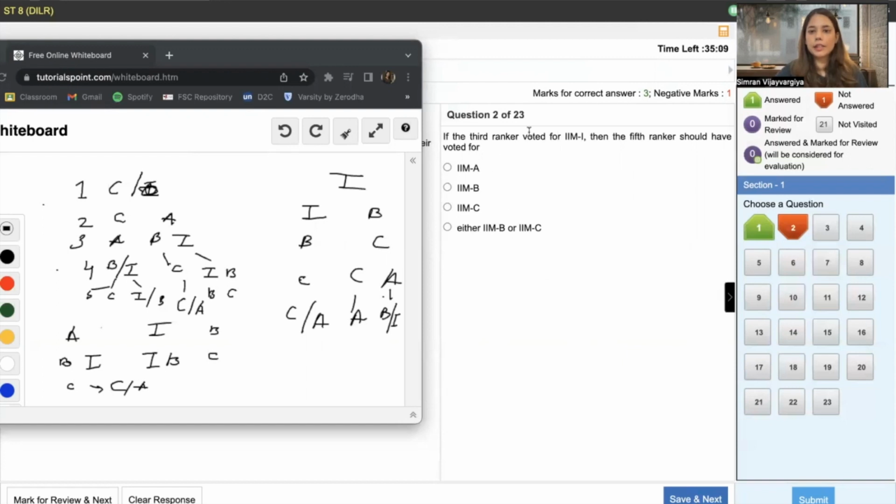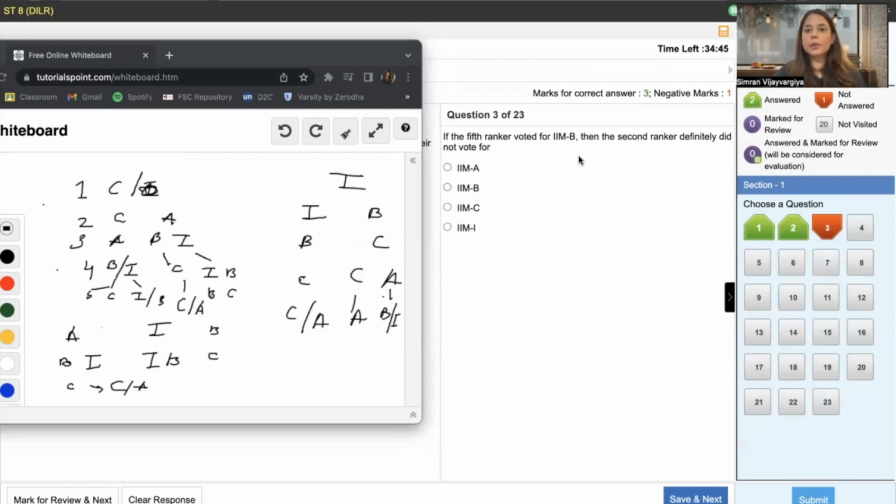If the third ranker voted for I, then the fifth ranker should have voted for? Here we have the third ranker voting for I. So the fifth ranker can be either B or C.